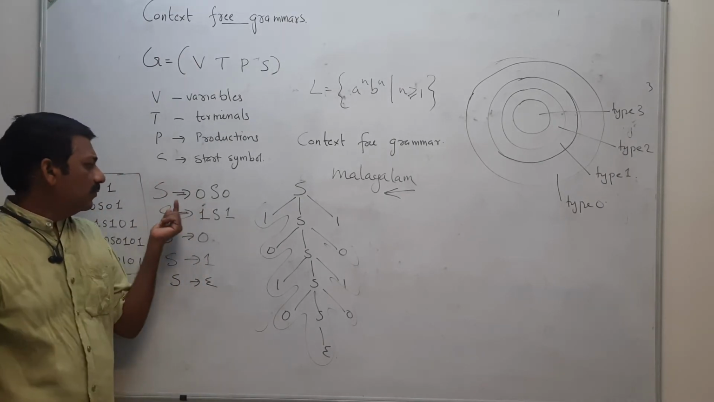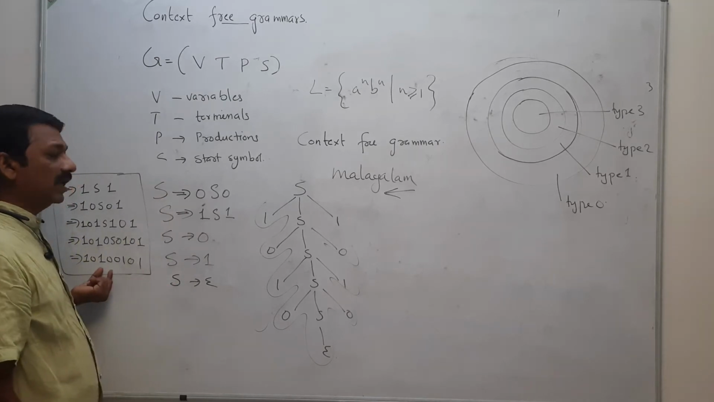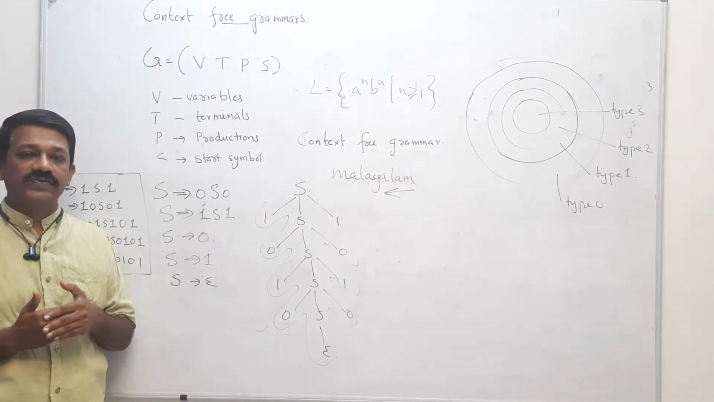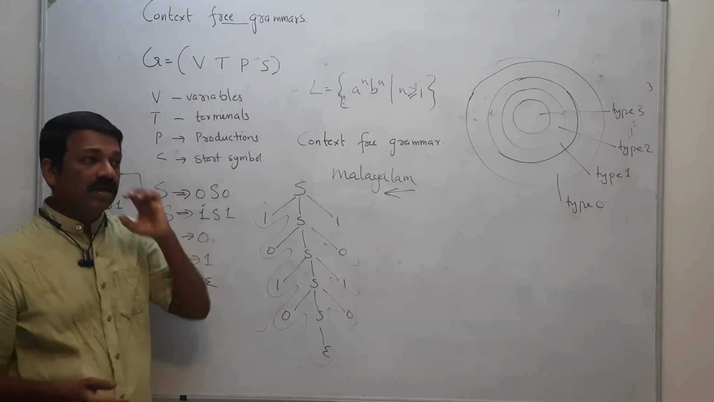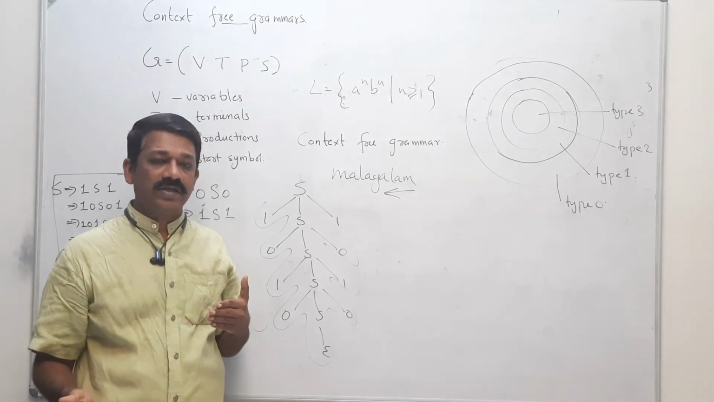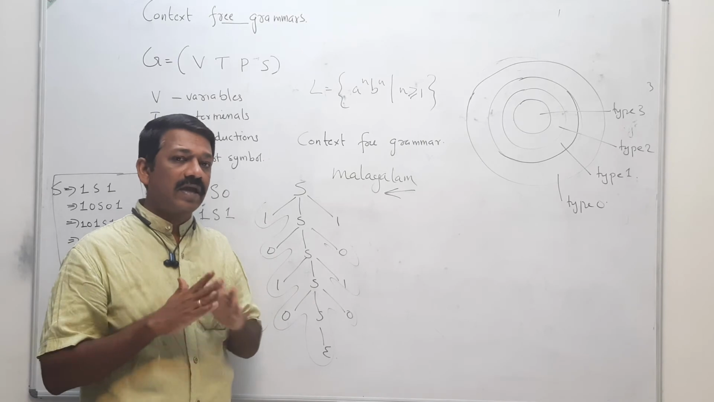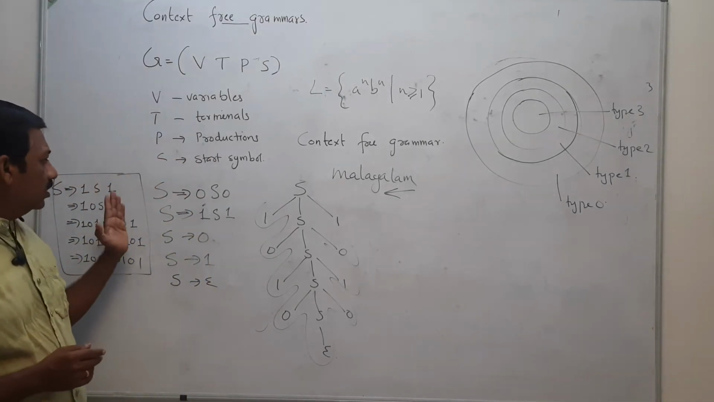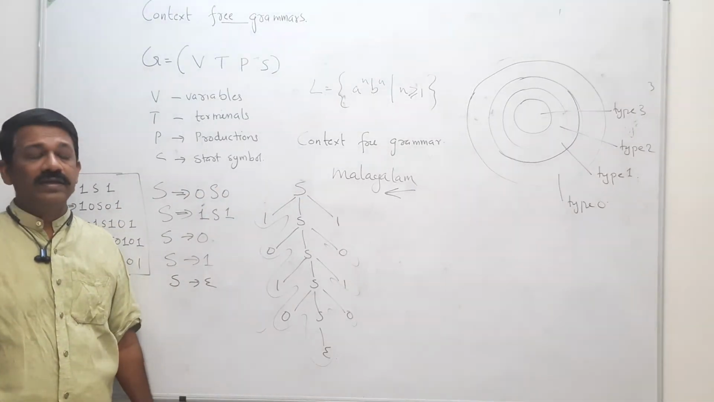After that, from the start symbol, if you are able to generate the final string, then that language can be accepted by the context free grammar. That means you have the grammar, and using the set of productions, if from the start symbol you are able to reach the final string, then that language can be accepted. And if you have a derivation, then you can generate a derivation tree for that.